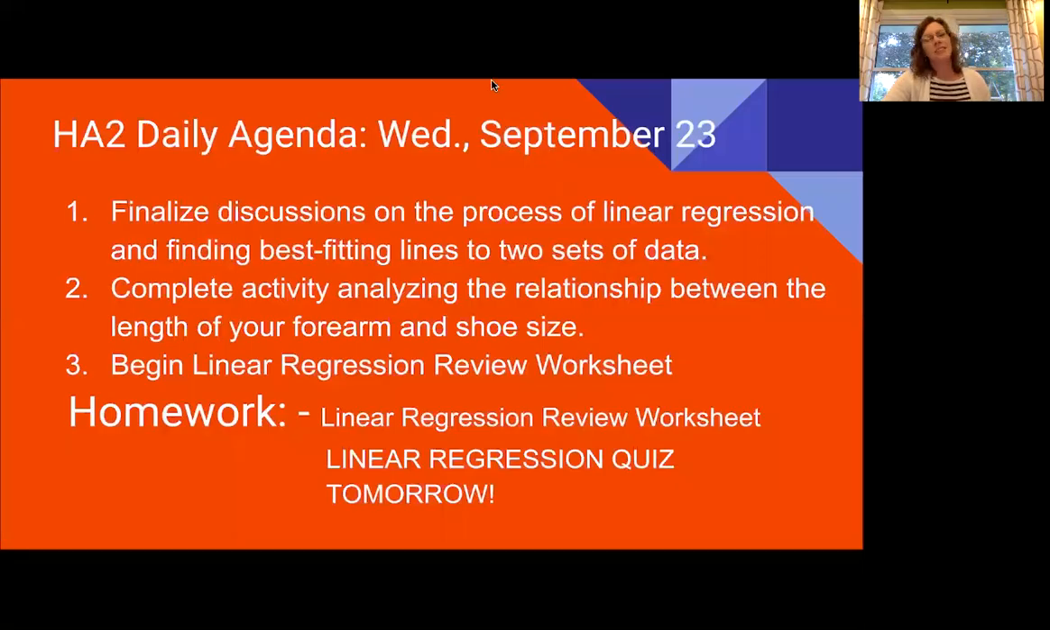What's wrong with linear? So the whole chapter is on linear. So we're looking at linear regression, and we're going to wrap up those concepts of linear regression today.